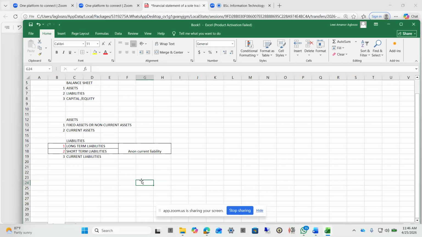Now, the long-term liabilities, they are the liabilities that last more than, let's say, from 2 years upwards. So let me put it in simple English.